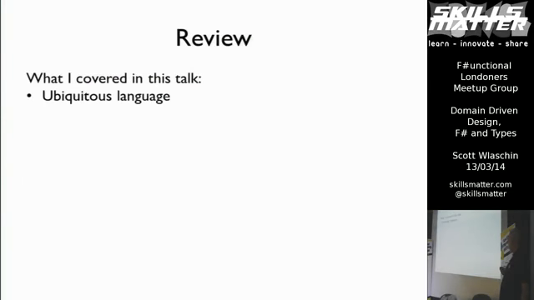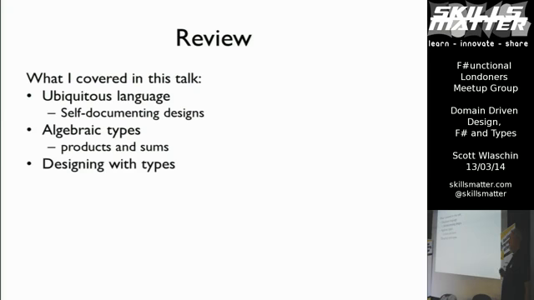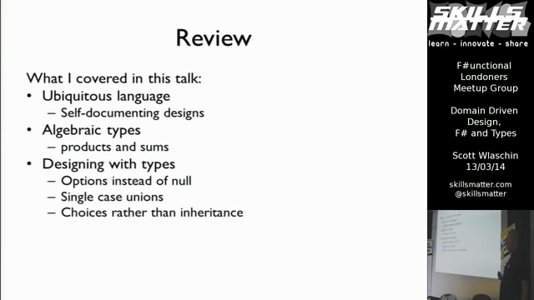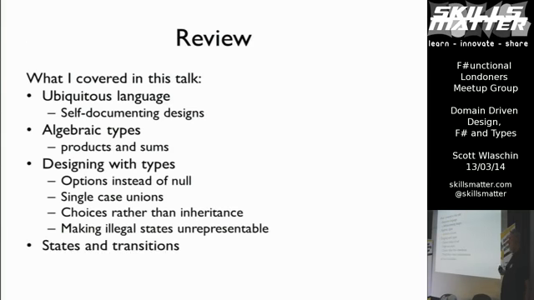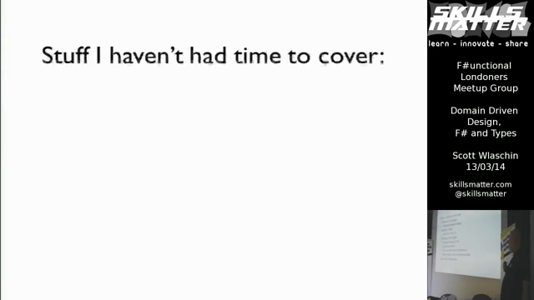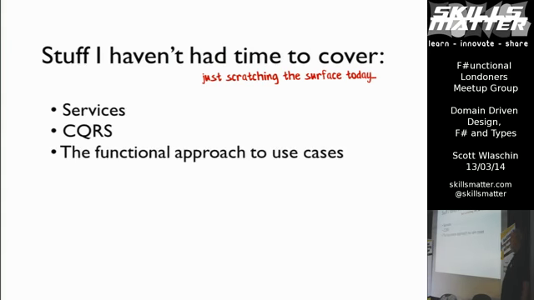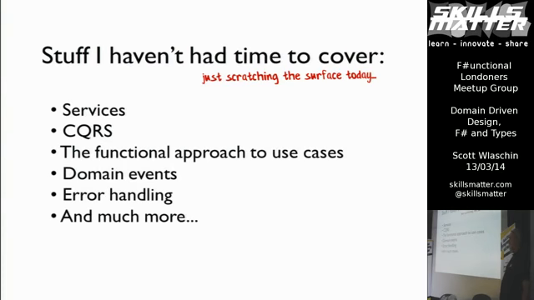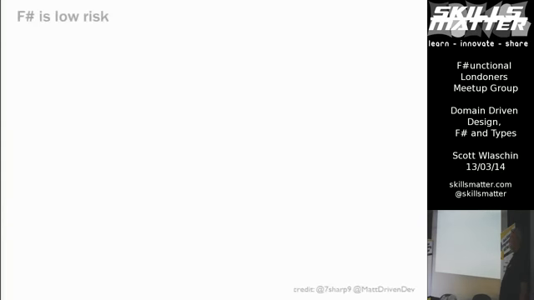Okay, so what have I talked about? Ubiquitous language, self-documenting design. I think that's fantastic. Algebraic types, products and sum types. Designing with types using options, using single case unions, using choices rather than inheritance, making illegal states unrepresentable, and then finally states and transitions. So there's a lot of stuff you can go forward with this. Services I haven't talked about, CQRS, use cases, domain events, error handling, and so on and so forth. This is really, like I said, just scratching the surface.